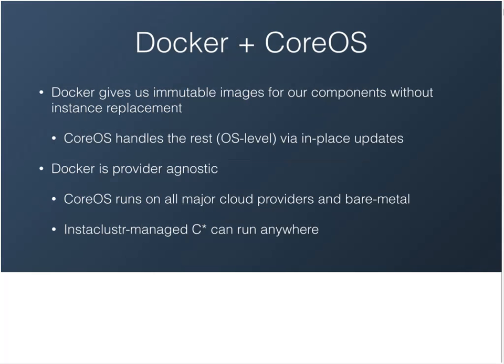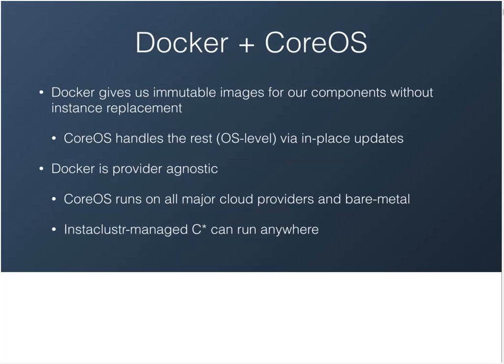So combining the two together, like I said, Docker basically gives us immutable images for our components without having to do the instance replacement. And then CoreOS handles the rest. So all the kernel upgrades, OS level libraries, everything, we leave it to them. Docker is completely provider agnostic. It runs on Linux. That doesn't matter about the provider. And then CoreOS runs on every major cloud provider that we want to support, and also on bare metal.